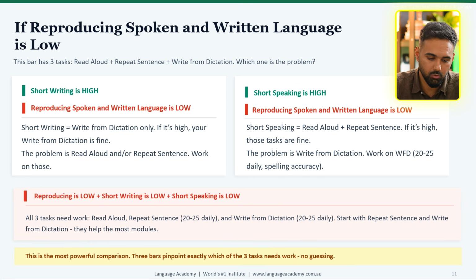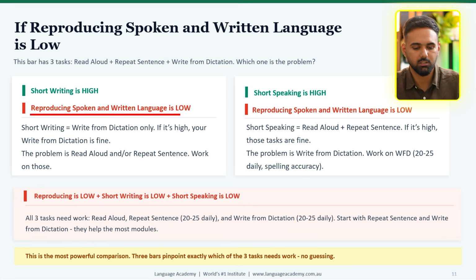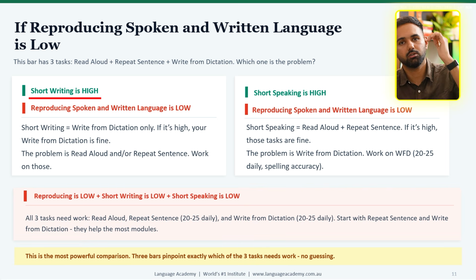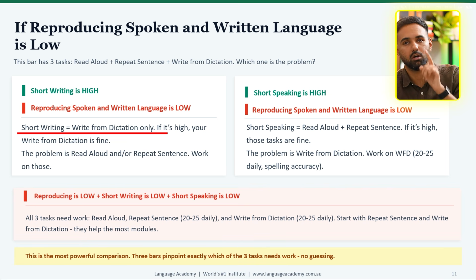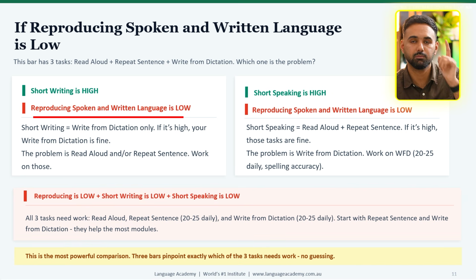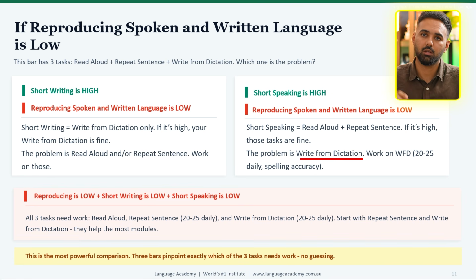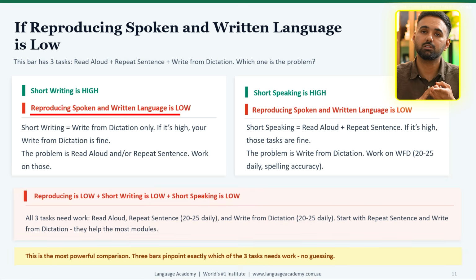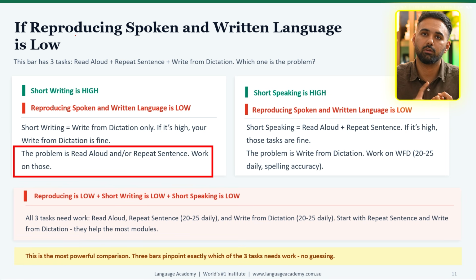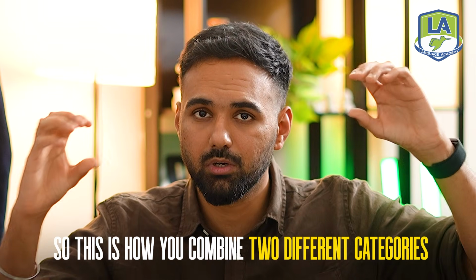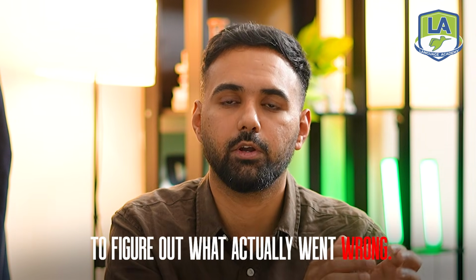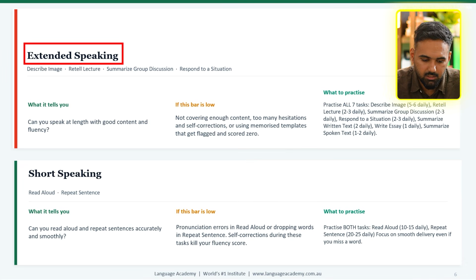Alright. Now I'll tell you one more thing. Short writing and reproducing spoken and written language. Let's say your short writing is full, which means your write from dictation is good, but your reproducing spoken and written language is low. Reproducing spoken and written language includes read aloud, repeat sentence, and write from dictation. Because your short writing is full, it means your write from dictation is perfect, but your reproducing spoken and written language is low. That means you are losing a lot of points in read aloud and repeat sentence. So this is how you combine two different categories to figure out what actually went wrong. Very important.